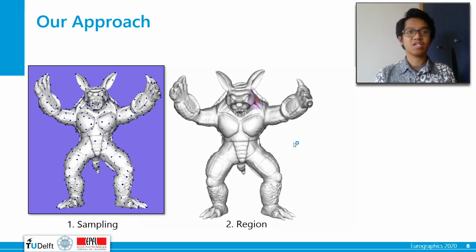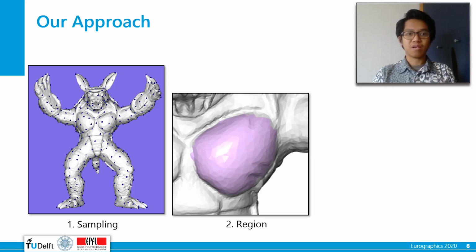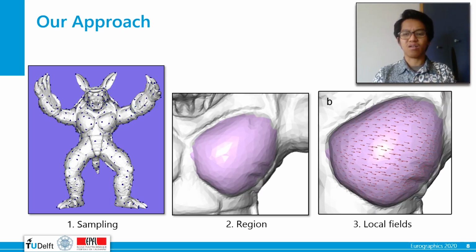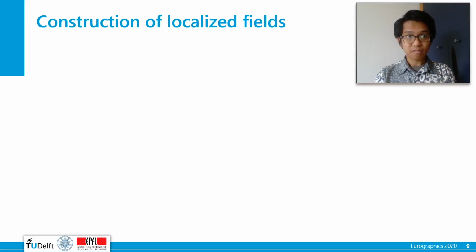The second step is to create regions. On every sample, we create a geodesic disk of a predefined radius centered at the sample, and the radius is chosen such that the disk overlaps with the neighboring disks. The last step is to compute the smoothest field on each region. Sampling, creating regions, and creating the local fields. So, how to construct the smoothest field in the region?